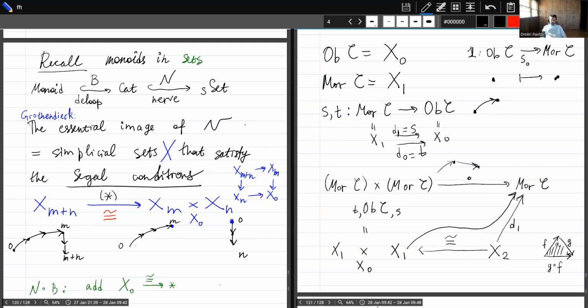All right, any questions about this construction or what we had in the previous slide before we move on to the homotopy coherent setting?